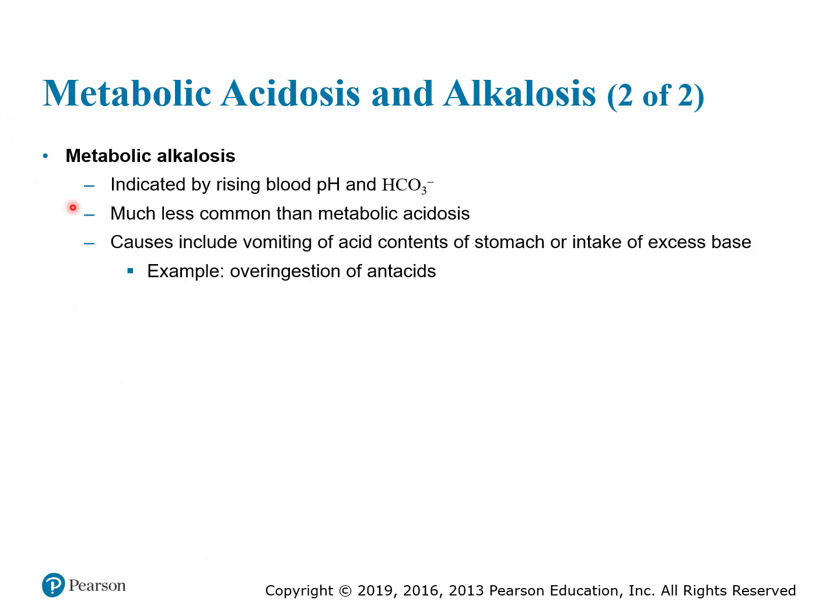Metabolic alkalosis. So there will be increased blood pH. When we are dealing with acid-base balance, first of all, we look at the blood pH. Blood pH is increased, so now it is alkalosis. Then we look at the bicarbonate ion. Bicarbonate ion is increased, so it is metabolic alkalosis. And it is much less common than metabolic acidosis.